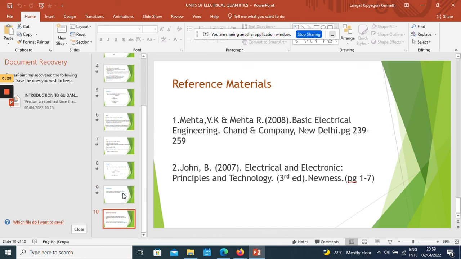Now these are your reference materials for this unit. One is META, that is basic electrical engineering, and two we have John Bird, electrical and electronic principles and technology.